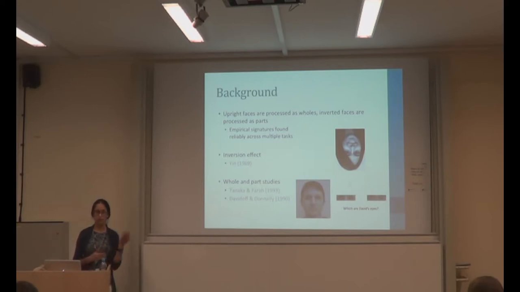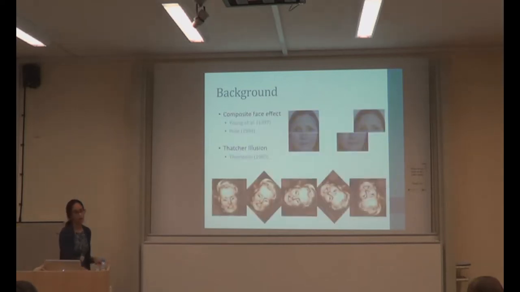So the inversion effect, where faces are disproportionately affected by inversion compared to other objects that have a single orientation. Whole and part studies with faces that show facial features are easier to identify in the whole face context rather than in isolation. The composite face effect, where people are slower and less accurate at identifying parts of the face when it is aligned rather than misaligned, because the two halves in alignment are thought to interfere with each other, making them difficult to identify.